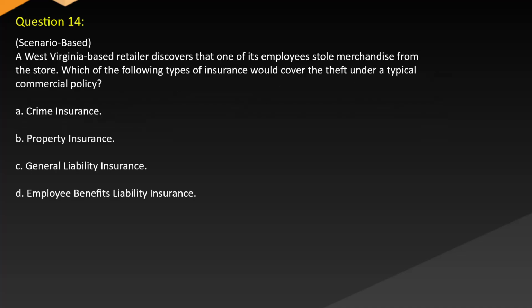Question 14. Scenario-based. A West Virginia-based retailer discovers that one of its employees stole merchandise from the store. Which of the following types of insurance would cover the theft under a typical commercial policy? A. Crime insurance. B. Property insurance. C. General liability insurance. D. Employee benefits liability insurance.